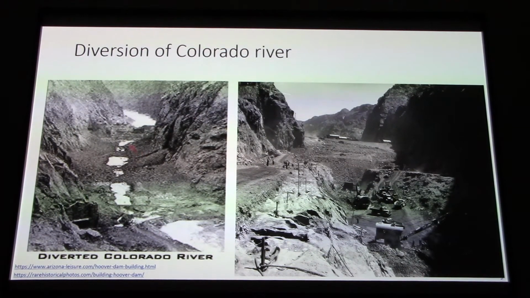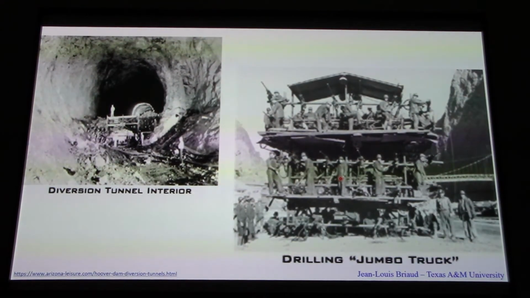Here is the diversion of the river. You can see the river is now going this way, and this is being pumped dry so that work can start. And then these are the tunnels that are being built. And you remember when we talked about the Euro tunnel, I showed you some very large tunnel boring machines, TBMs. Well, at the time, 1931, you don't have those sorts of machines.